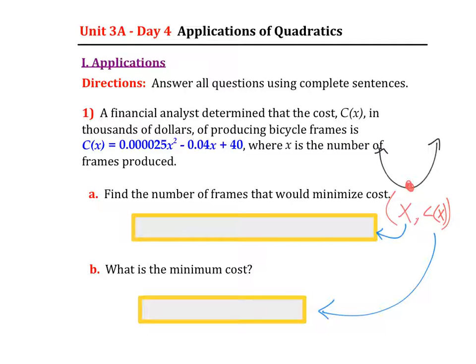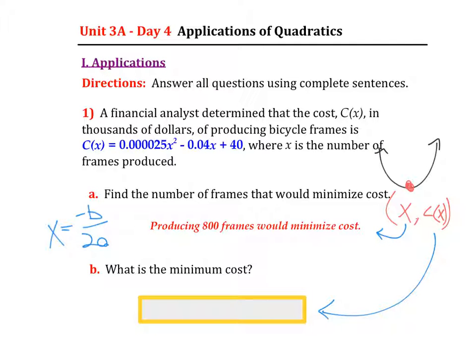Well, we know how to find the first answer, right? Opposite of B over 2A. It's going to be a pretty common theme here. I know my B value is negative 0.04, so the opposite of that would be positive, and then 2 times 0.00000, I think I had too many zeros, 25. Regardless, my X value there would be 800.